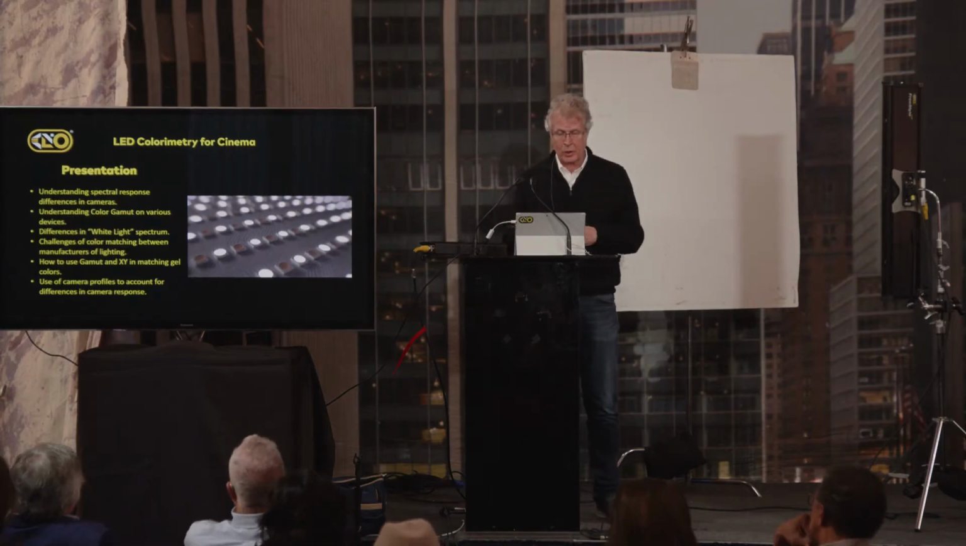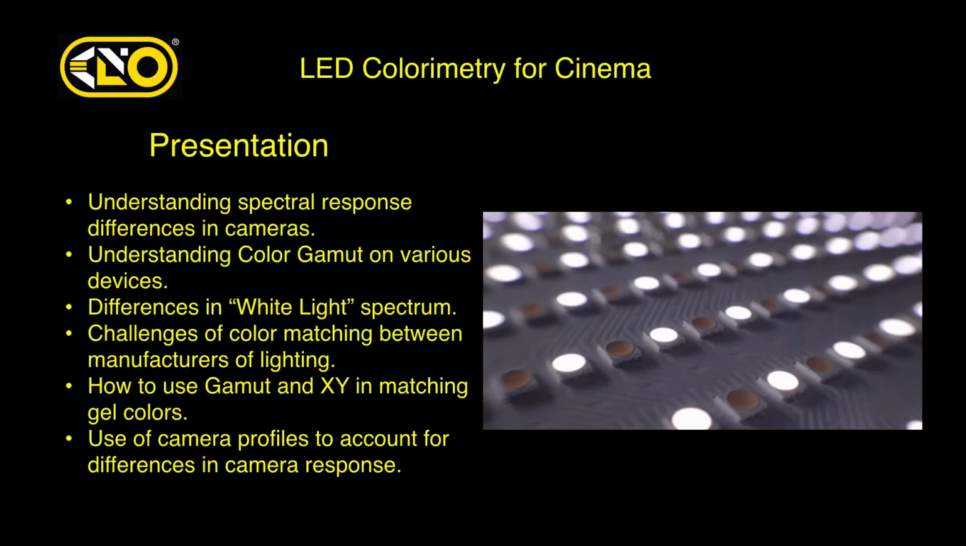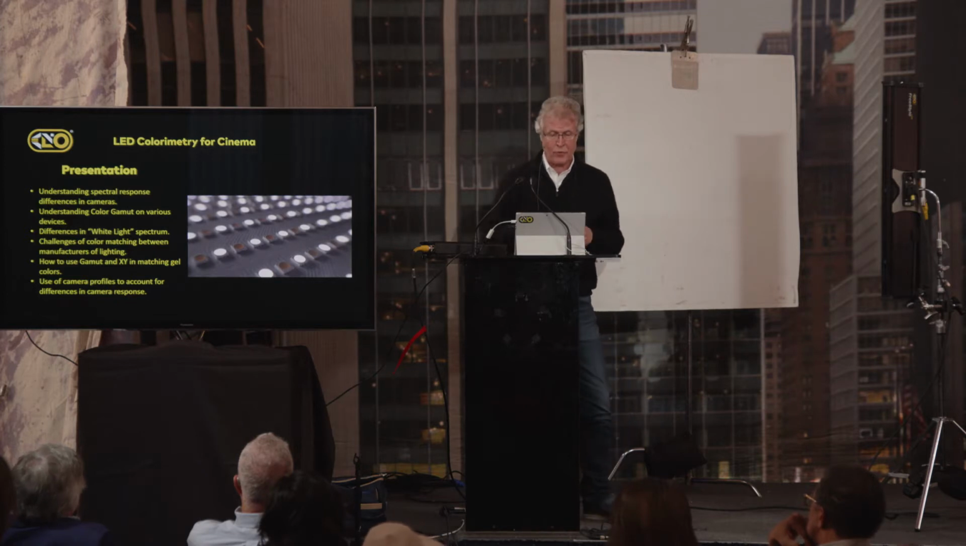So what I'm going to talk about in this brief presentation is an understanding of what spectral response differences are on the camera, and this sort of an illustration. I think we need to understand color gamut on various devices to sort of appreciate what's going on. Differences in white light spectrum. We need to understand the challenges of color matching between manufacturers of lighting, how to use gamut and XY in matching gel colors, and the use of camera profiles to account for differences in camera response.